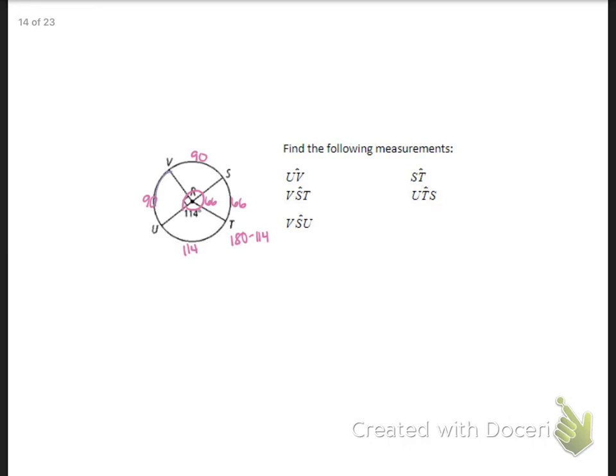So UV is 90 degrees. VST, I add them and get 156. VSU, I could either add all those or 360 degrees all the way around my circle minus 90 will get me 270. Okay, ST, it's a minor arc, so I need to make sure I go the short way, so 66. And then my last one is UTS, 180, when I add that 114 and that 66.